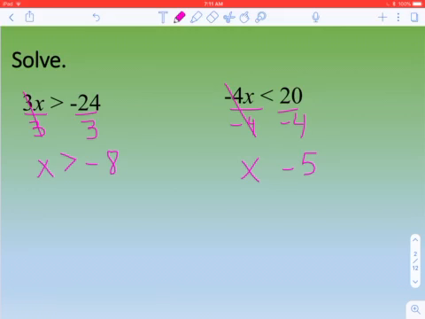Now, the only thing is, because we're dividing by a negative, we are going to need to switch the inequality. The less than is going to become a greater than. That's the only difference that we need to remember when we're solving an inequality and an equation.